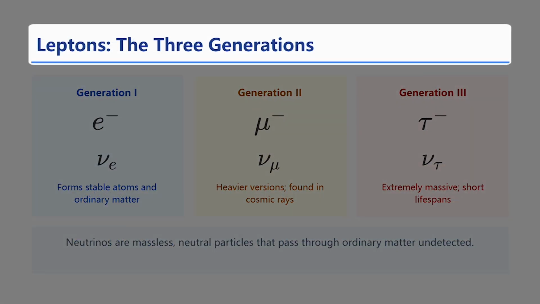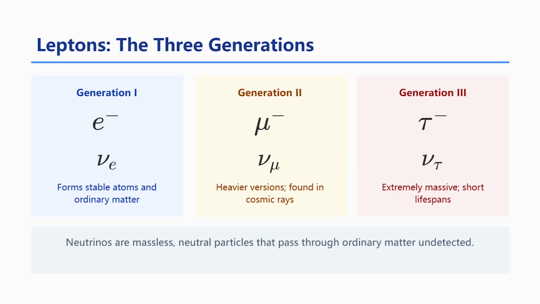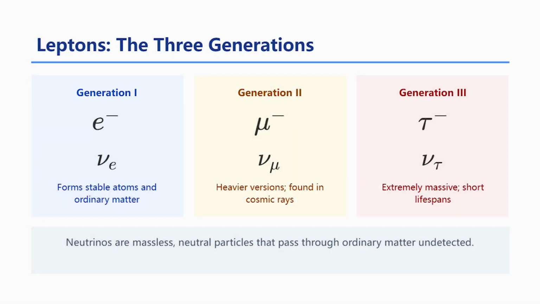Building on what we just covered regarding quarks, let's turn our attention to the second group of fermions, the leptons. Unlike quarks, these particles do not participate in the strong nuclear force, which gives them a very different role in the structure of our universe. In generation 1, we find the most familiar lepton, the electron. Along with its partner, the electron neutrino, it is responsible for forming stable atoms. Without the electron's negative charge, the chemistry that makes up our world simply wouldn't exist.